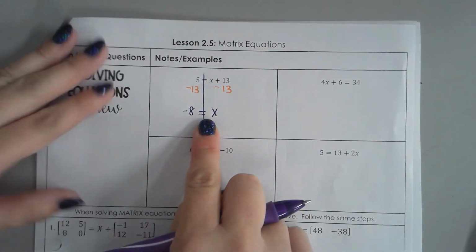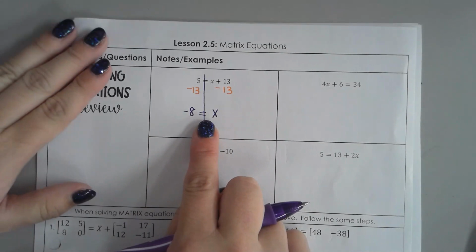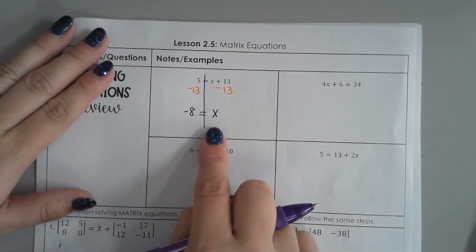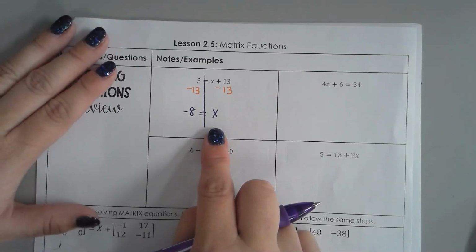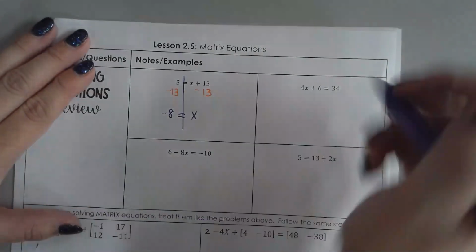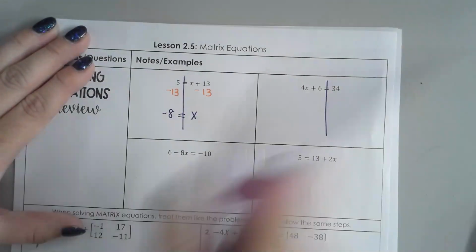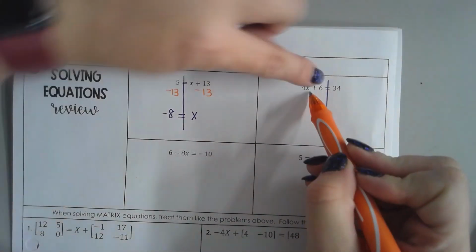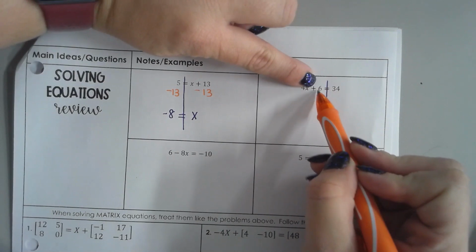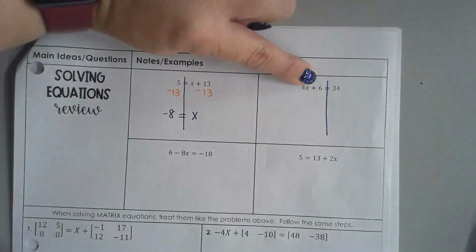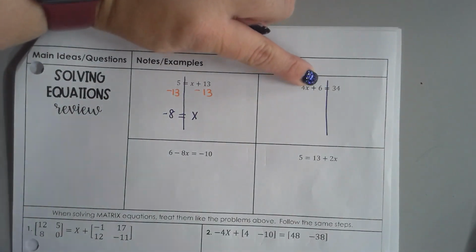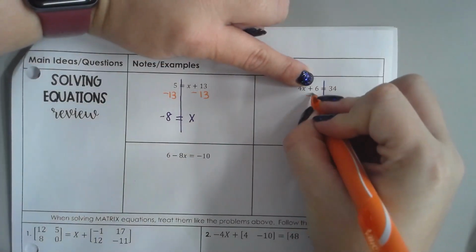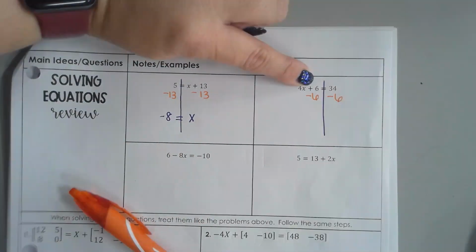And then if there was a number in front of the x, we would divide by that number. But there's not, so it's just x equals negative 8. Okay. This second one, the number that's by itself. So our goal is to get the x over here alone. So we got to get rid of the 6, we got to get rid of the 4. The number that's by itself, the 6, we get rid of first. We subtract 6 from both sides.